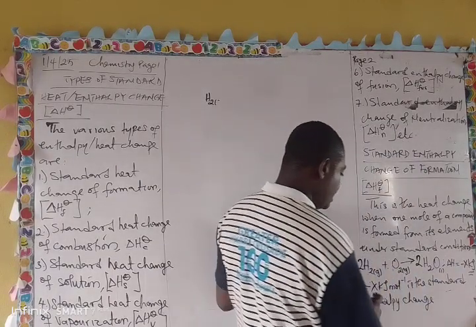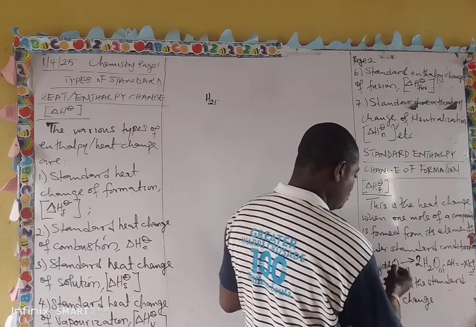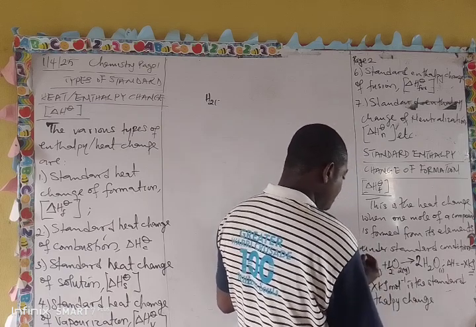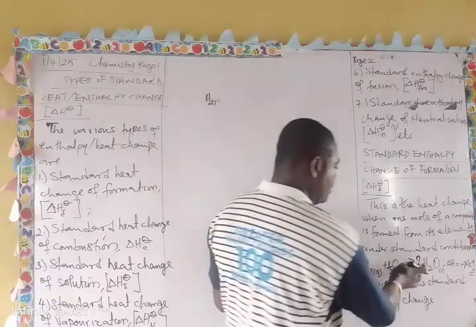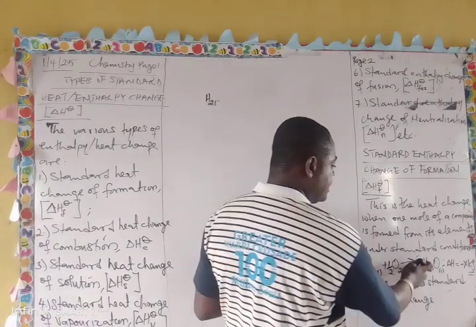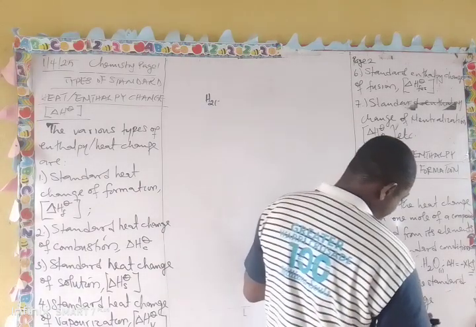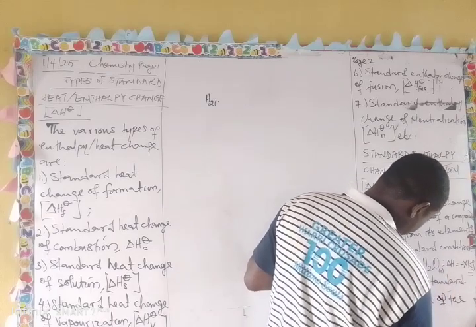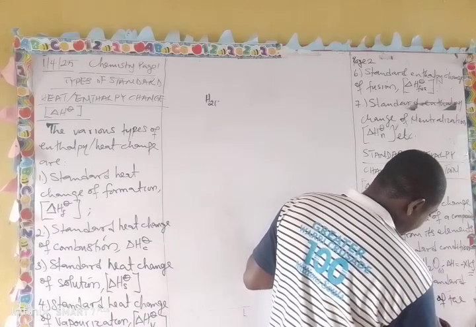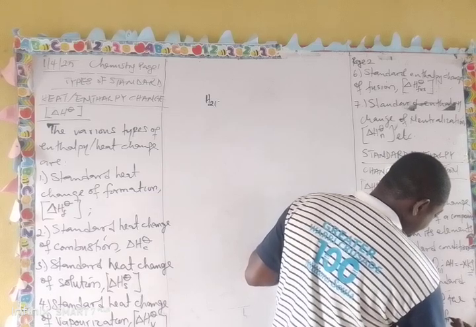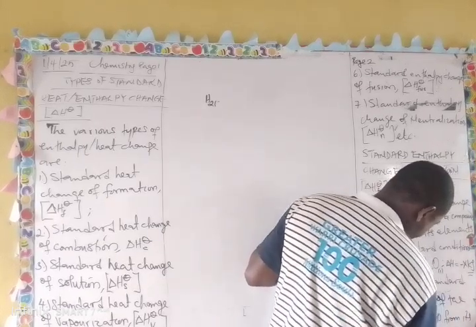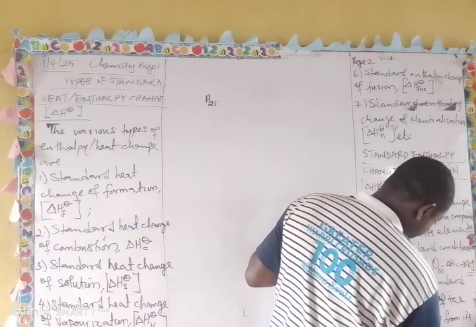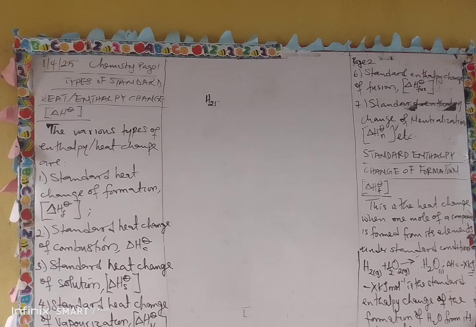So we have to put 1/2 here now so that it can be 1 mole. Then we remove these 2. So that is the standard heat change, the enthalpy change of formation of H2O from its elements. What are the 2 elements? Hydrogen and then oxygen.